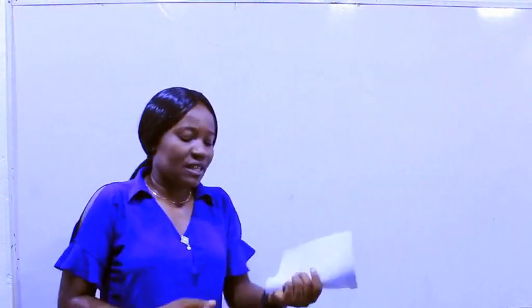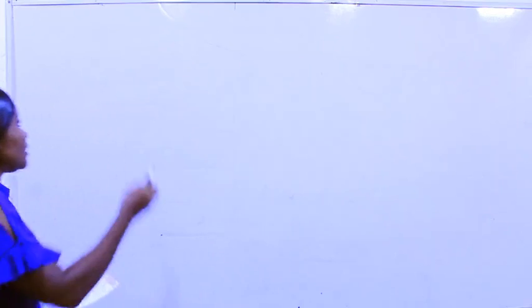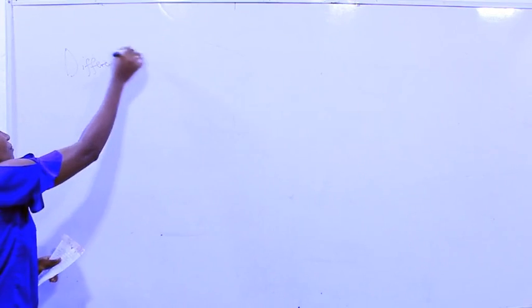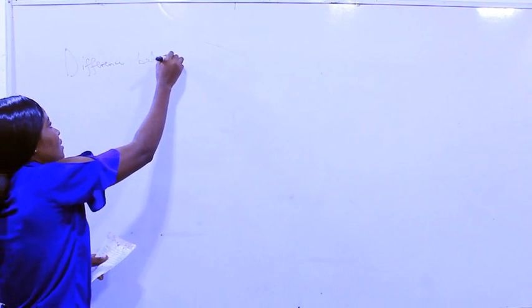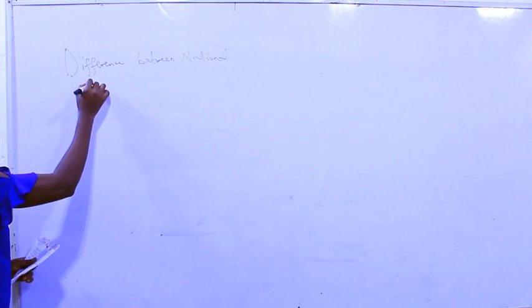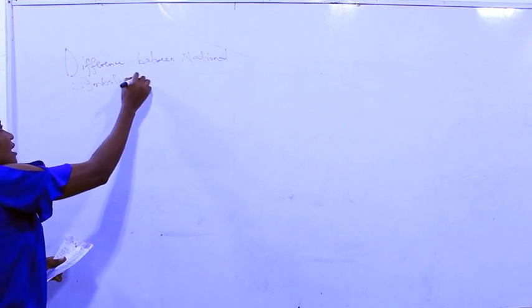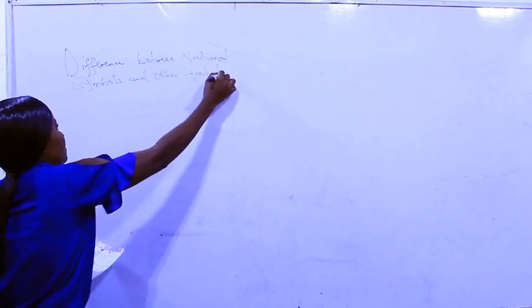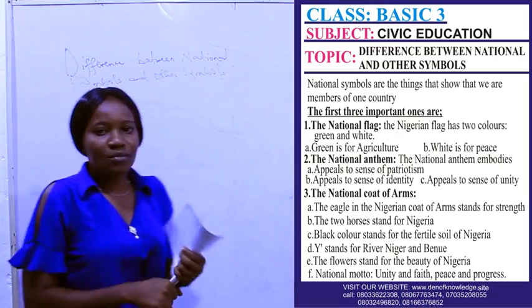My name is Obike Mata, and our topic today is the difference between national symbols and other symbols.